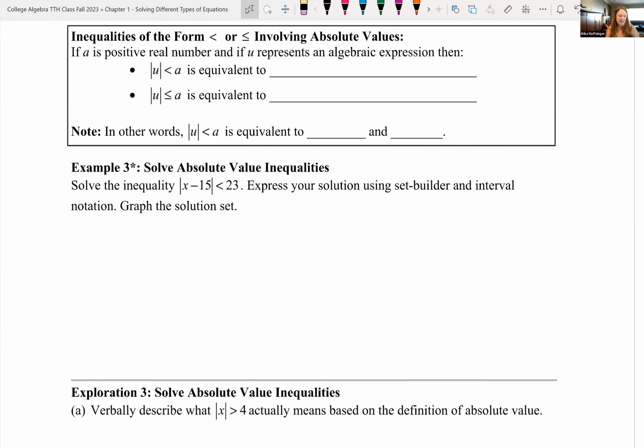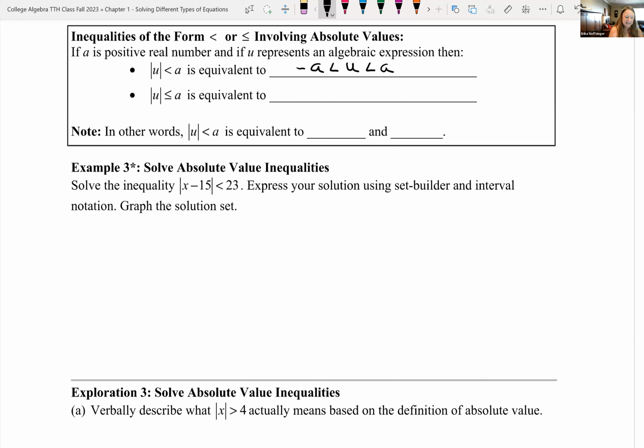So if you have inequalities in the form of less than or equal to, and we're given that the value on the other side of the inequality is a positive value. So if A is a positive real number and U represents the algebraic expression, we can say that the absolute value of U is less than A is equivalent to -A is less than the algebraic expression U, which is less than A.